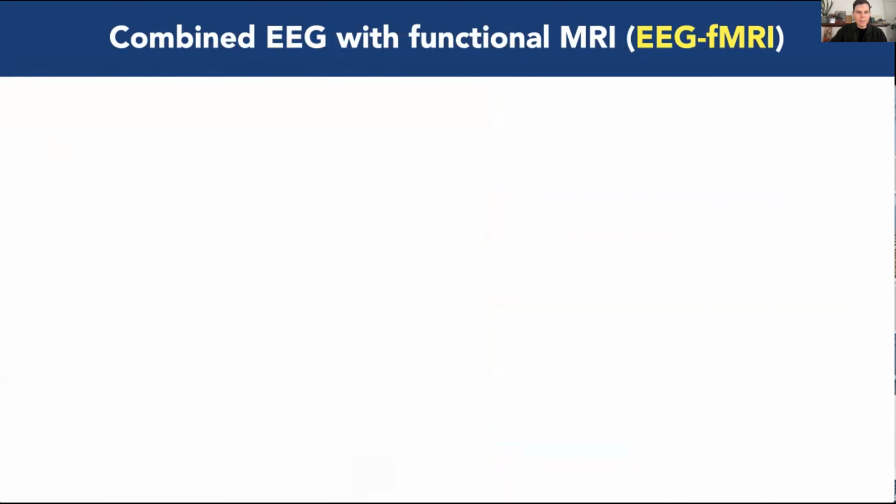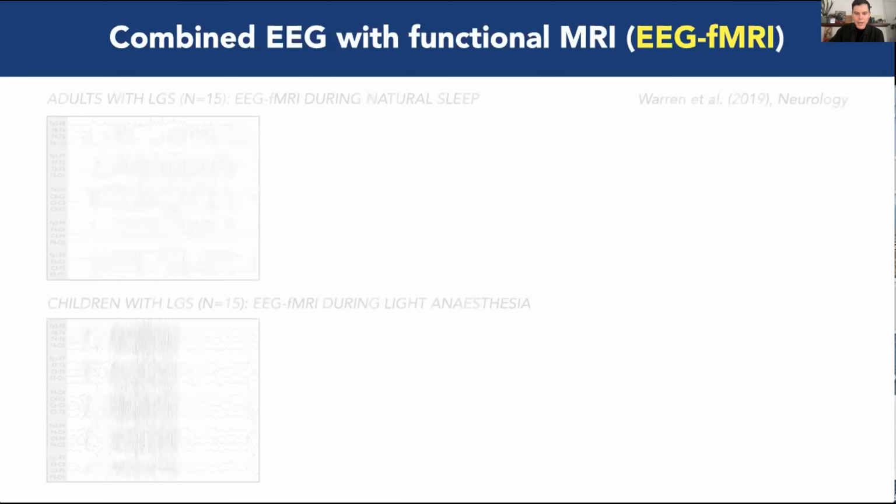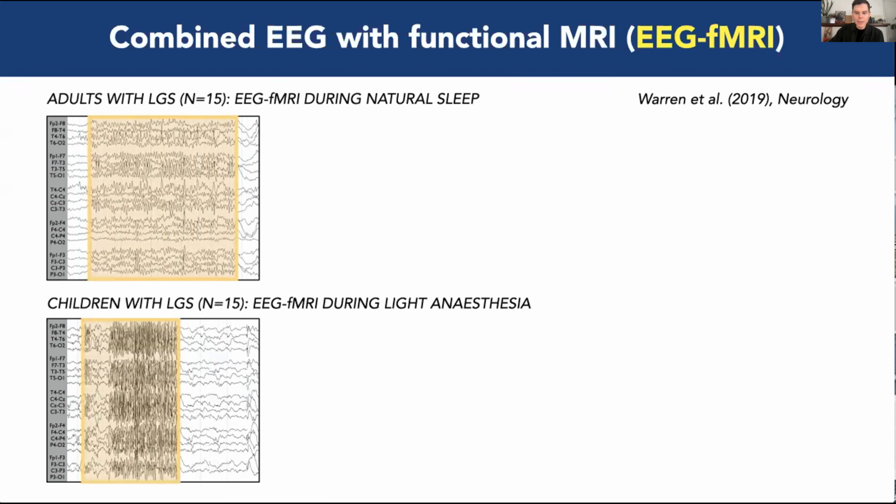One of the most promising methods to try and understand these mechanisms is combined EEG with functional MRI. This allows us to visualize whole brain activity at the time of epileptic discharges that we can capture on scalp EEG. Suffice to say that EEG-fMRI is not straightforward to acquire in patients with LGS due to their severe cognitive impairment. However, in recent years, we've been testing different strategies to capture this data.